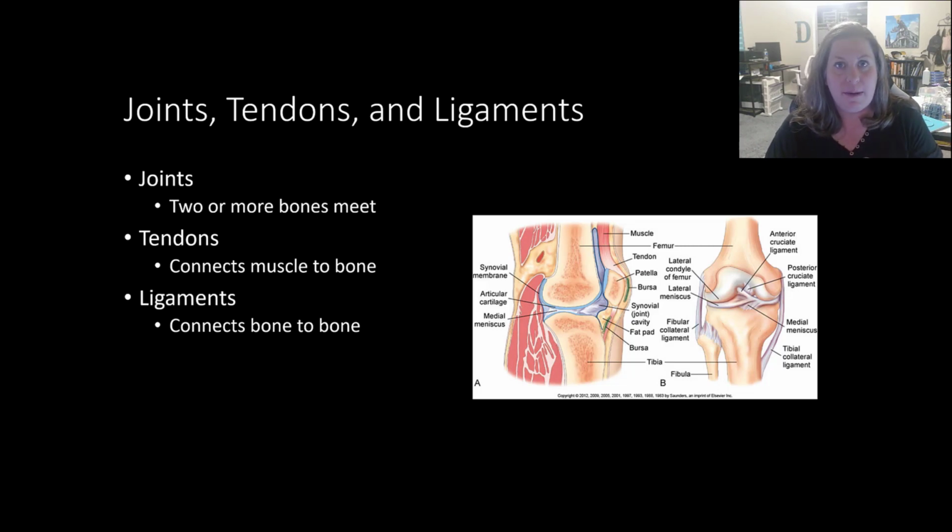We do see in joints there's going to be two things that come into play. We have tendons. Tendons are going to connect muscle to bone. Okay, so remember, tendons do muscle to bone. Ligaments, on the other hand, connect bone to bone.